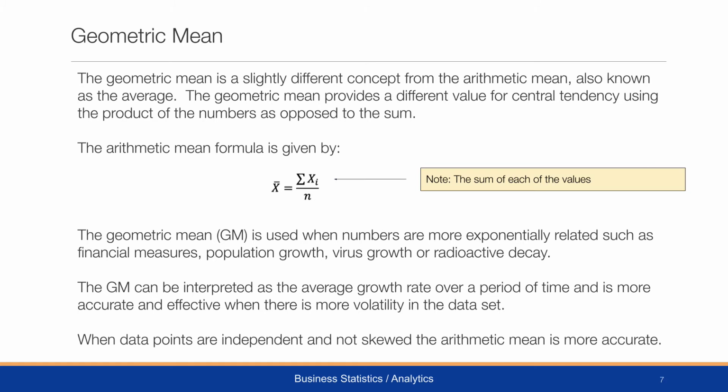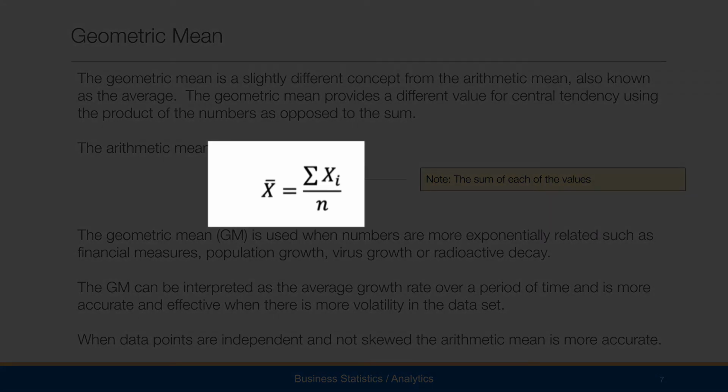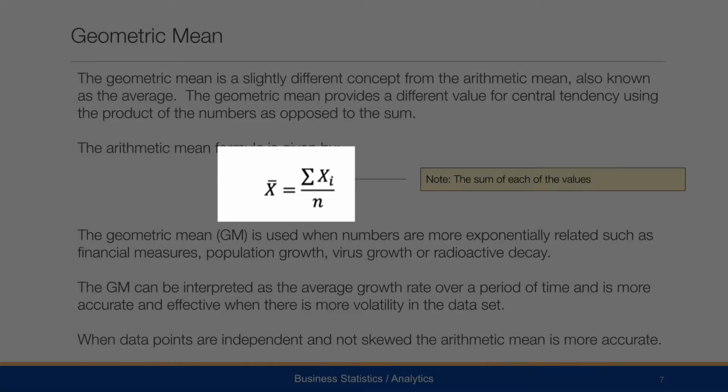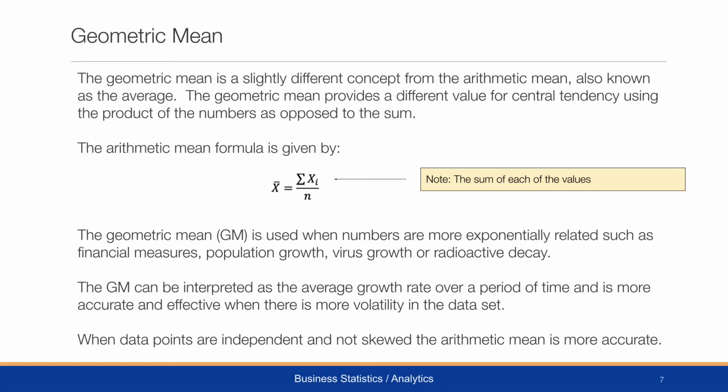Now, we're going to take a slightly different concept known as a geometric mean. The mean that we had shown before was the arithmetic mean. It is this x bar, which is the sum of each of the values divided by n. But the geometric mean, which we'll label as GM, is used when numbers are more exponentially related, such as financial measures, population growth, virus growth, or radioactive decay.